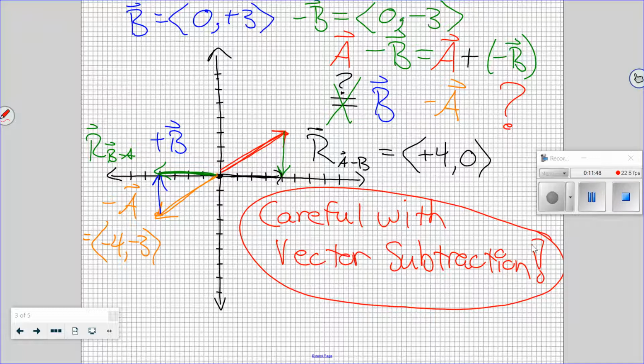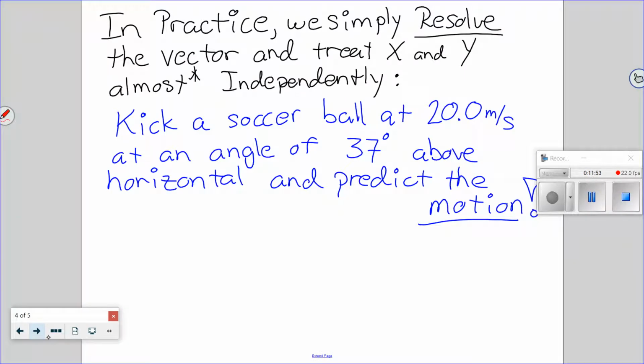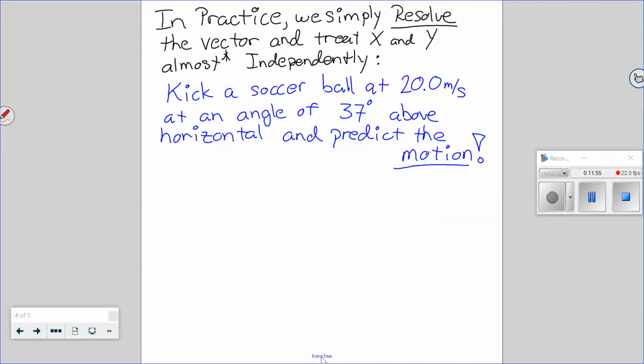Luckily, usually we just do stuff like this. We do what's called resolving the vector. And once we do that, we just use our physics stuff for what's parallel to x and what's parallel to y, which is really important. It's why it's so important to have vectors in the first place. Because if I just break off the x and y components, then no problem.